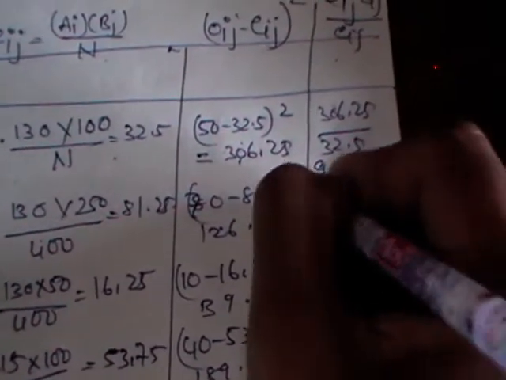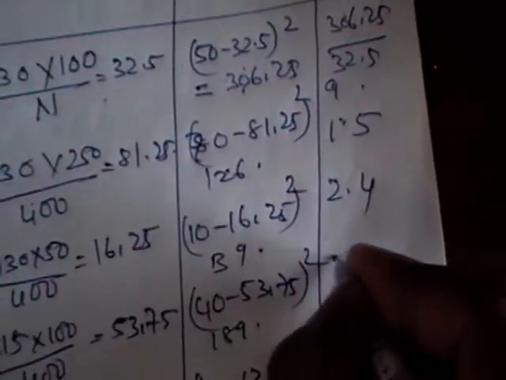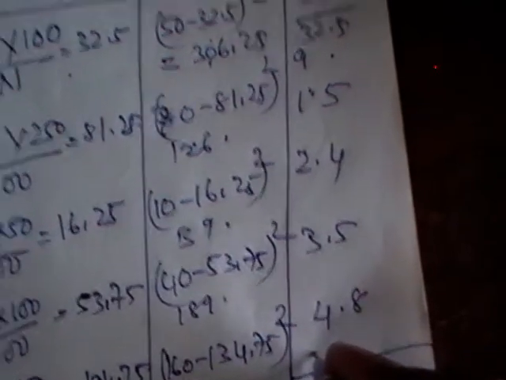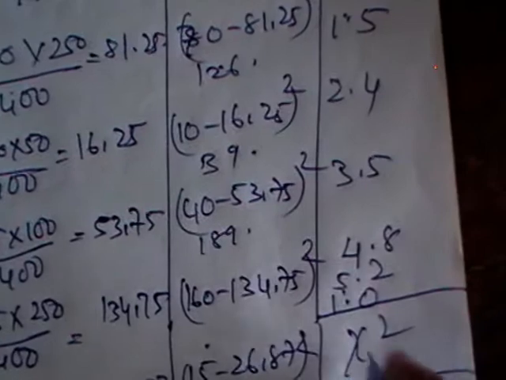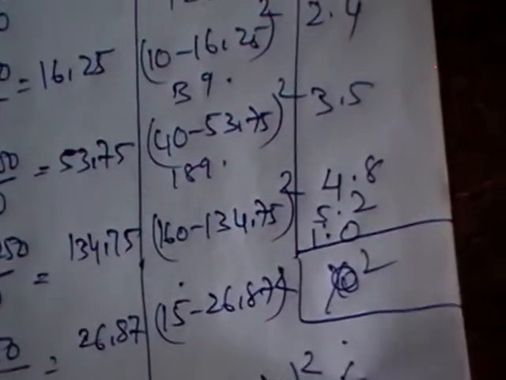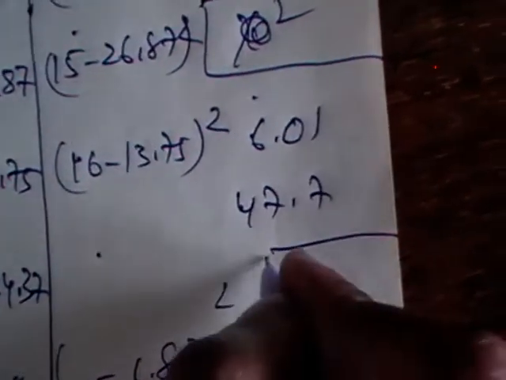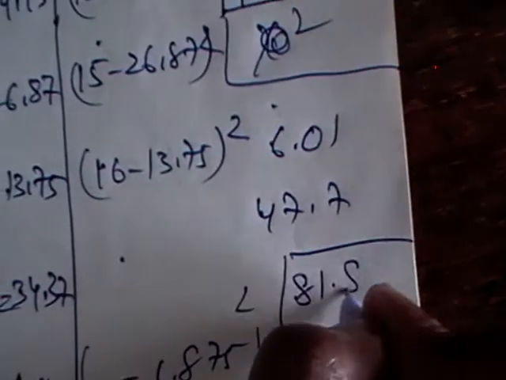9 point something here, the second value is 1.5, 2.4, 3.5, 4.8, 5.2, 1.0, 6.01 and 47.7 on the whole. Adding these values gives the chi-square, which is nothing but 81 point something.